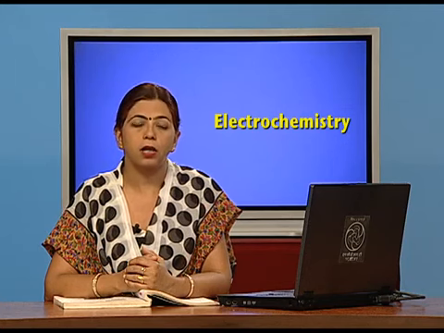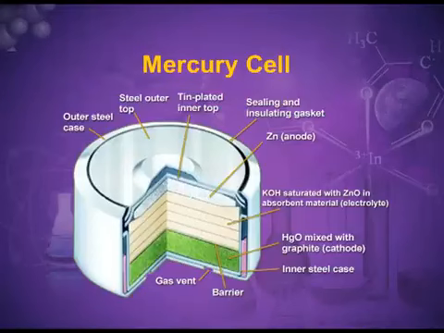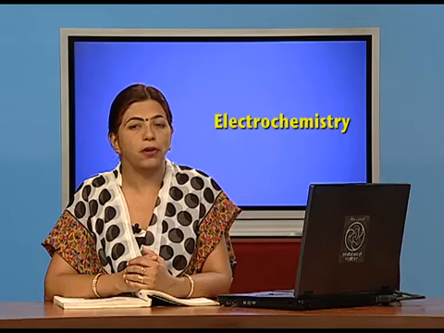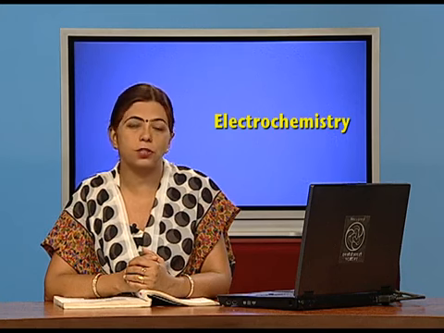Today I am taking another example of a primary cell known as mercury cell. It is also commonly known as a button cell. It is used in those devices which need low current, for example, hearing aids, wristwatches or calculators. Let me explain you the construction of a mercury cell.